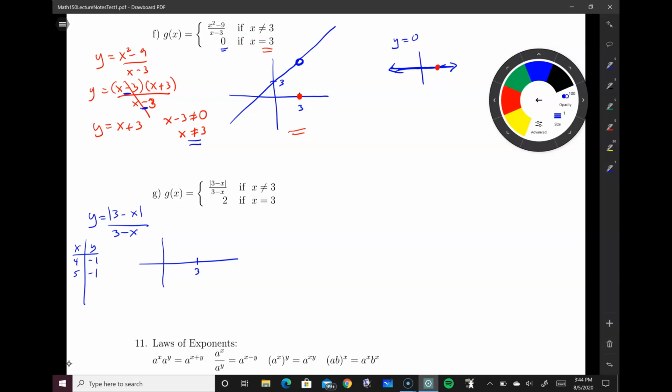Okay, so I would suggest you just plot a couple of points to find out. So numbers bigger than 3, I'm down here at negative 1. Can't use 3. And then what happens if I use 1 or 2? I get a 1. So this is the graph. All right, so this says when x is 3, use the y value of 2. So I know that this is at the y value of 1. So at the y value of 2, I have a flying dot.